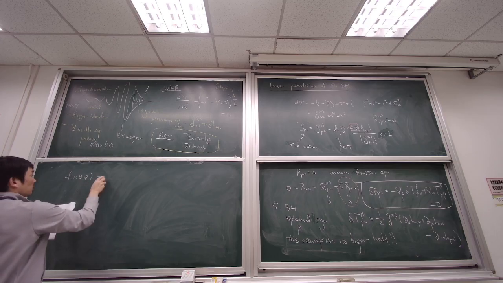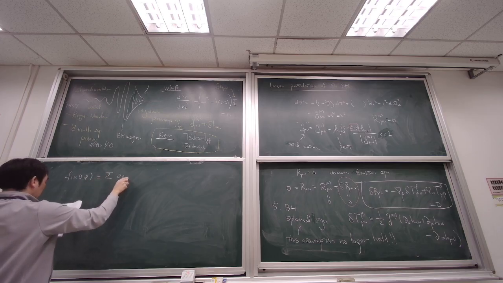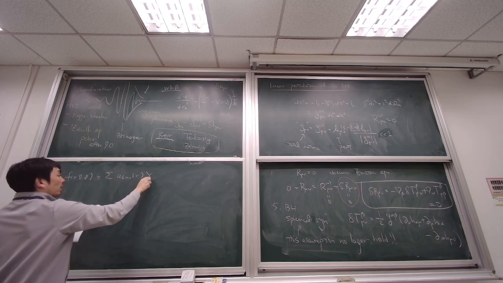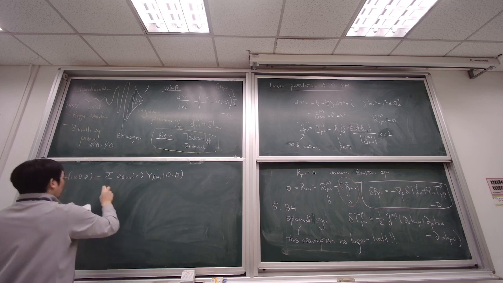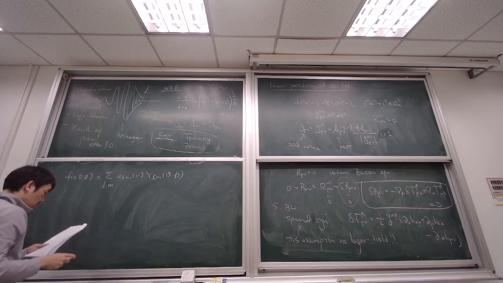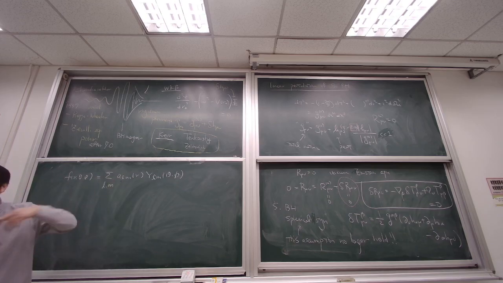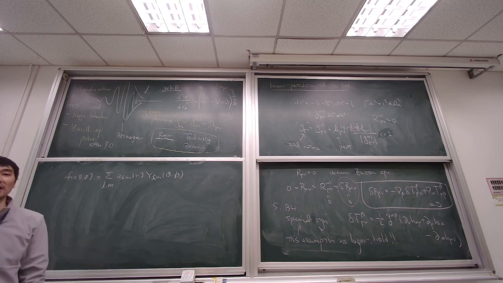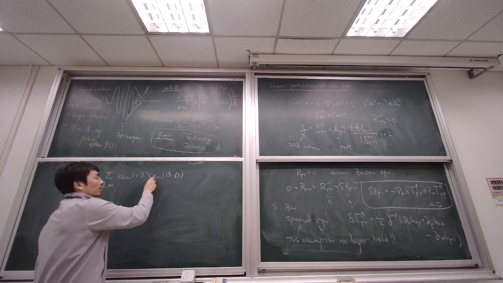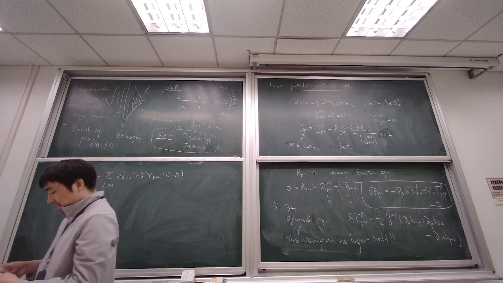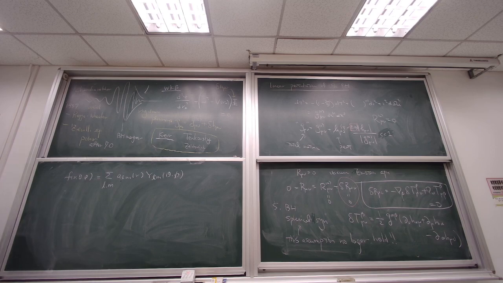you have the sum over LM of A_LM(r) Y_LM(theta, phi). L is of course the total angular momentum, and M is the eigenvalue for the z-axis. Y_LM is the function that appears in, whatever, even classical mechanics or quantum mechanics and so on.